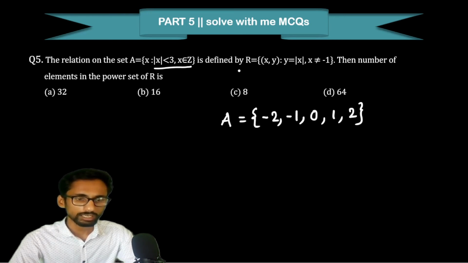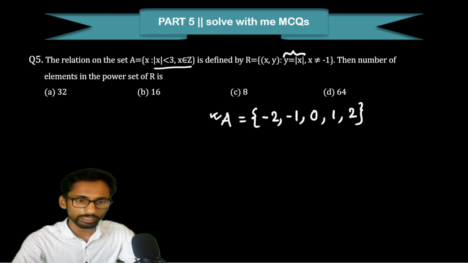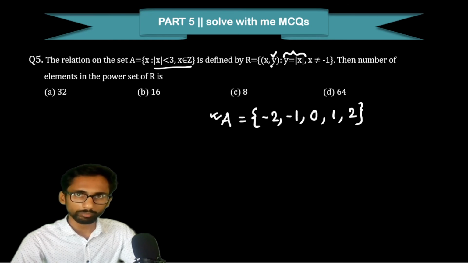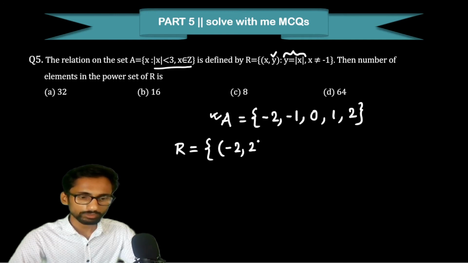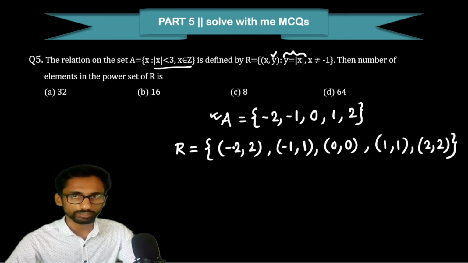Now, the relation R is defined on this particular set A such that y is equal to mod of x. That means the second element of the ordered pair is equal to the mod of the first element. So such ordered pairs can be (-2, 2), (-1, 1), (0, 0), (1, 1) and (2, 2). In all these cases, the second element is mod of the first element.